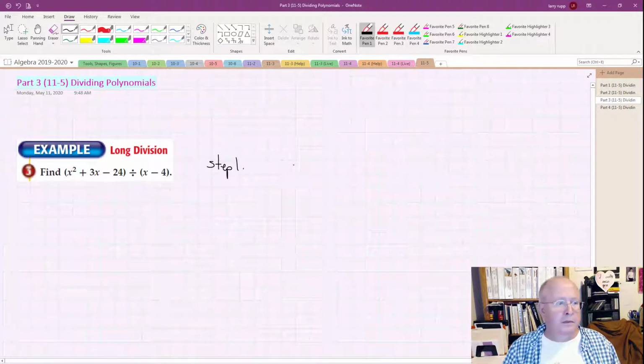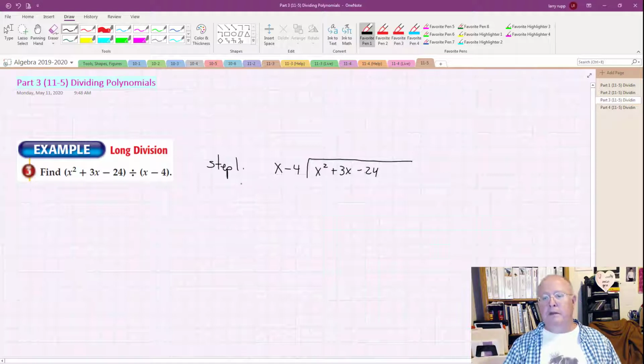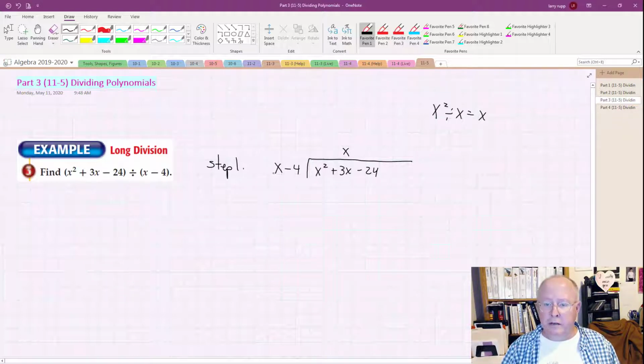All right. So we're going to take this a step at a time. Okay, so here is step 1. We're going to write this in long division form. So we have x minus 4, and that's going to go into our polynomial here, x squared plus 3x minus 24. So we look at this and we say, how many times can x go into x squared? Well, x squared divided by x is equal to x, right? So we put an x right here, and then we multiply this through, like we would normally do for long division, okay? So x times x gives us x squared, and x times negative 4 gives us negative 4x.